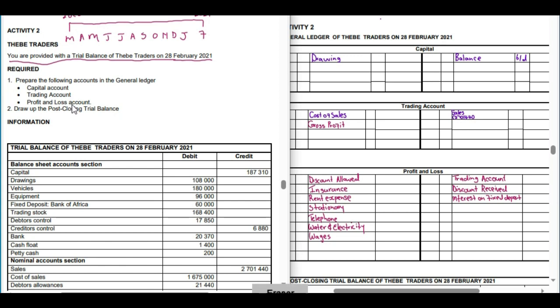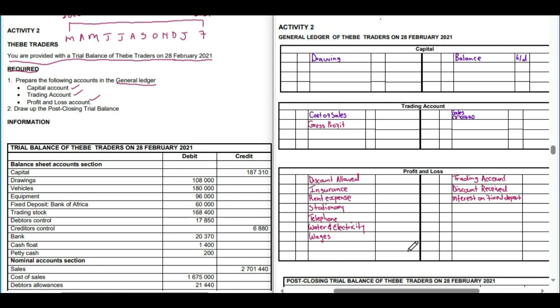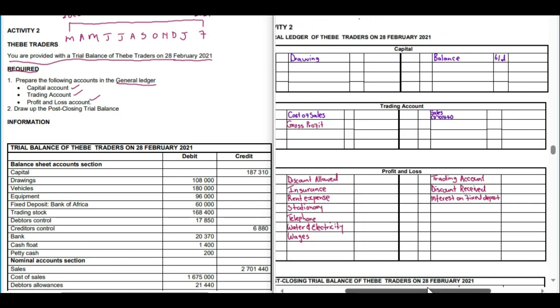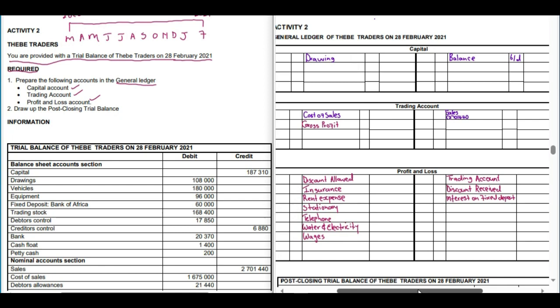And then you are required to prepare the following accounts in the general ledger, which is capital account, trading account, as well as our profit and loss. So guys, we have been provided with our answer sheet, and I already wrote the structure.